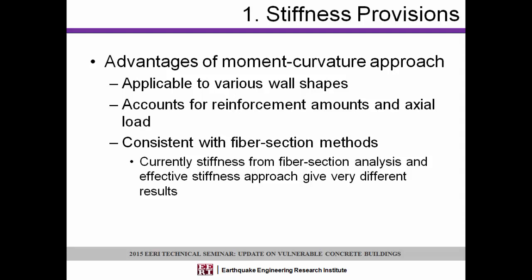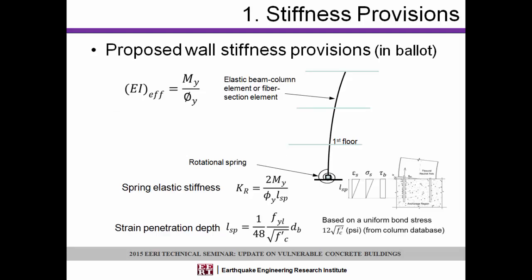And so here's what we're proposing. This is currently under ballot. The ballot closes on Wednesday. And next week in ACI, we had positive feedback at the summer meeting, so I'm thinking this will make it through. What we're proposing here is to go straight off and say, well, your EI effective is the moment over curvature at yield. So this is just the slope of your moment curvature diagram, and separate the flexural behavior from the bar slip behavior. So this is just pure flexure straight off from your moment curvature analysis.